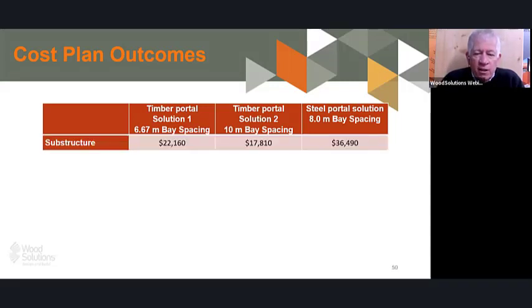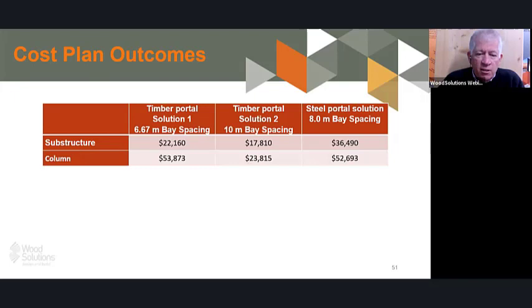So a comparison between the superstructure, that's basically the footings. You can expect a difference between the timber one, because there's less portal frames for the 10 metre one. The steel portal was a little bit more expensive than expected, but still pretty much within expectations. The columns, in this case, the timber portal 1, solution 1, is pretty similar to the steel portal frames, but the timber portal 2 columns were less, and you can just imagine they're using out of the factory type sizes as well as less of them.